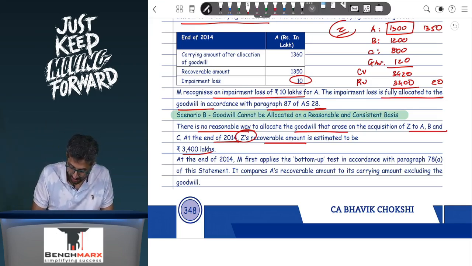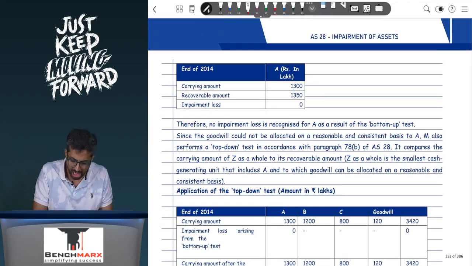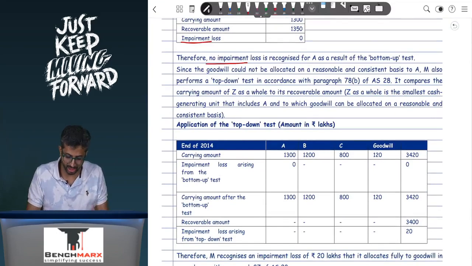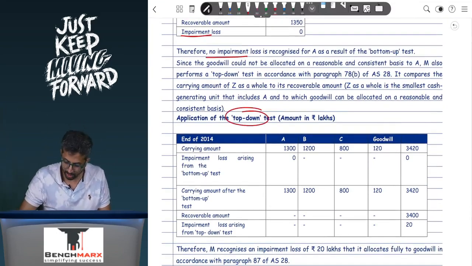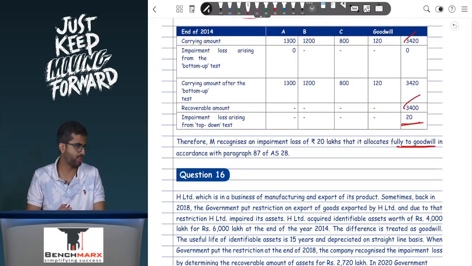So M applies bottom up test, that is smaller CGUs, it compares A's recoverable value to the carrying value excluding goodwill, because I can't allocate, and hence there is no impairment loss. Further, there is no other impairment loss for anyone else as well, and hence I will do the top down test, that is for the company as a whole, where I would say 3420 is the total carrying value, compared with 3400, so 20 rupees is the impairment loss which will be allocated to goodwill as per AS 28.